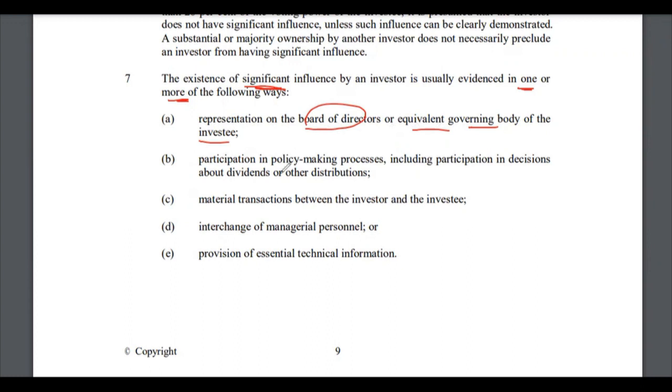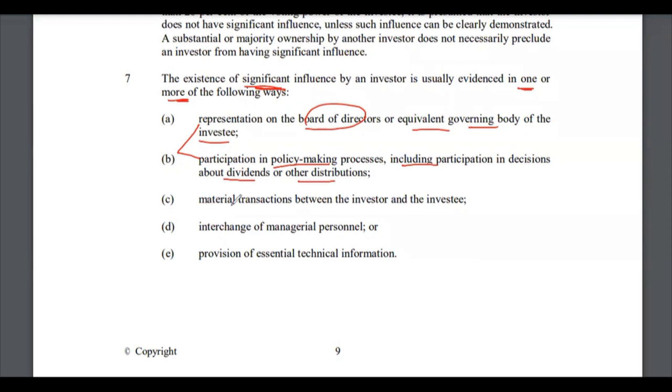So that's one way. The other is participation in policy-making processes, including participation in decisions about dividends and other distributions, right? So these two points will go hand in hand. If one of your members is sitting in the investee's higher management, making decisions about financial and operating decisions and policy-making decisions, then of course it's likely that the company has significant influence and it's an associate, and the company may use the equity method to account for that. Again, it's not necessary that the company will use the equity method. There are other things that you will have to look for.